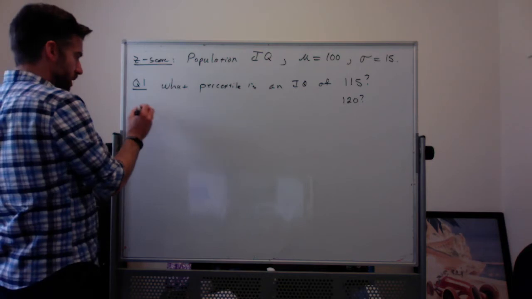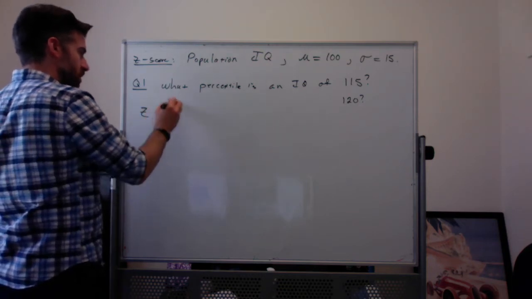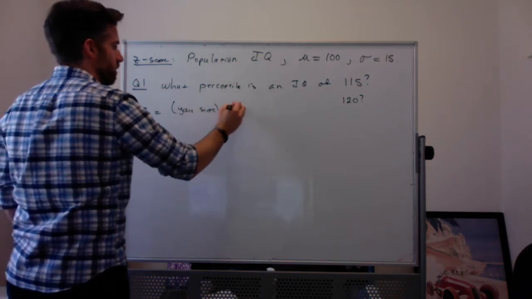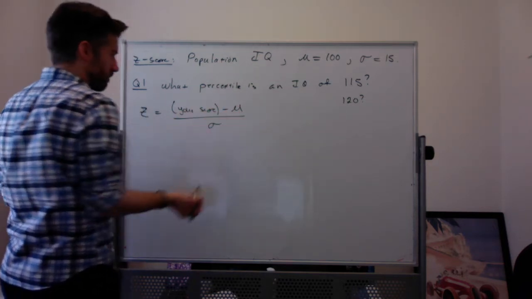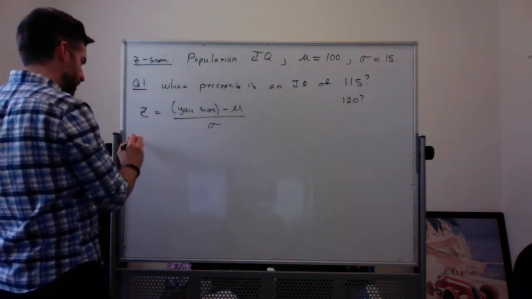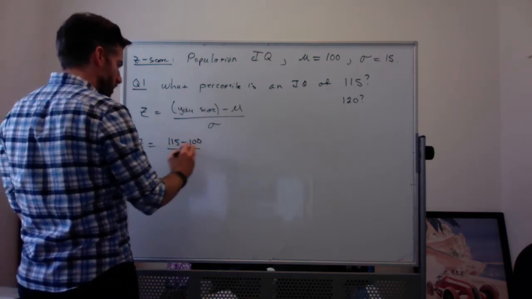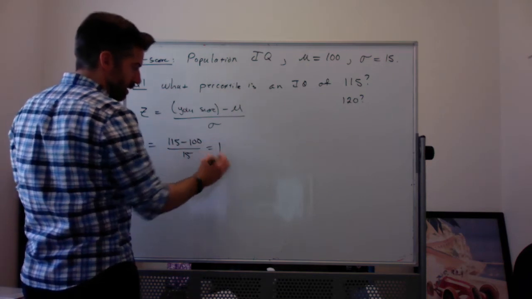Generally the Z-score is your score minus the mean, divided by the standard deviation. In this case, for 115, our Z-score is 115 minus 100 over 15, which is just 1.